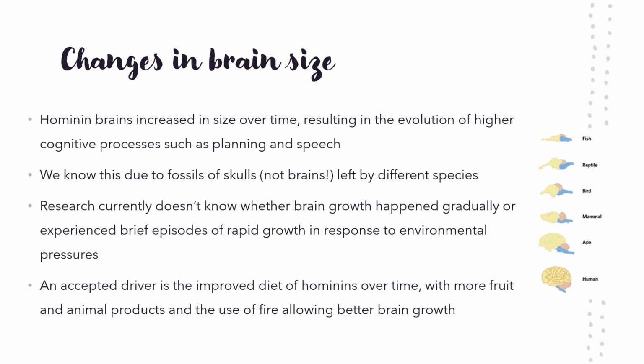So the main thing that separates Homo sapiens from other animals is our brain size. So hominin brains have increased over time, resulting in evolution of higher cognitive processes such as planning and speech. So whatever selection pressures were around, obviously a larger brain size was selected for, and this has allowed us to perform pretty high functioning skills.